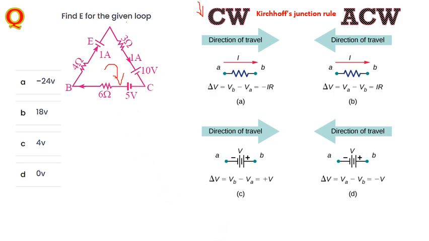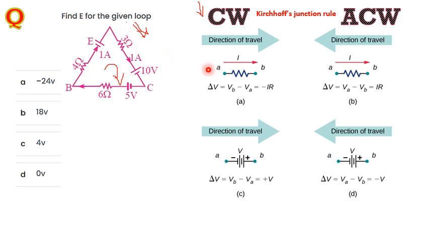I will show you how to understand this with the values. First we are going to start in the clockwise direction. In this way you are going to measure the potential. First, the 3 ohm resistor: along this direction we are going to measure 3 ohm. The current in the 3 ohm resistor is moving in this direction, so the direction of travel here is clockwise.